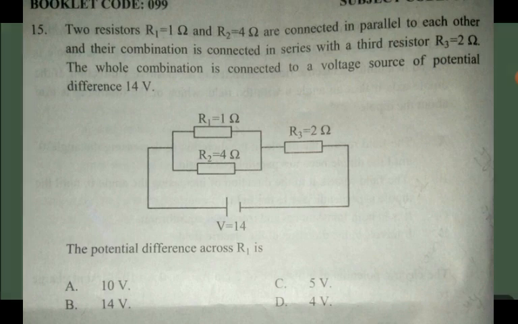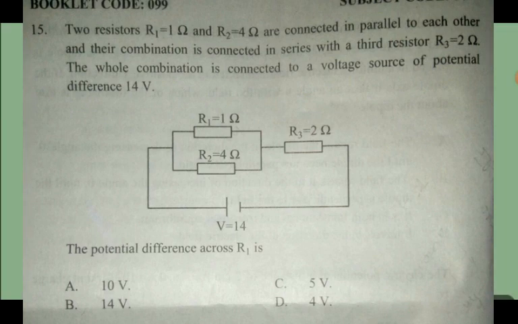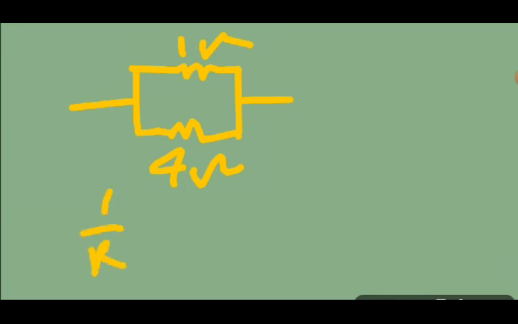Question number 15. Two resistors R1 and R2 are in parallel to each other and their combination is connected in series with a 2 ohm resistor, as shown in the figure. The potential difference across R1 is going to be calculated. So we have 2 resistors. First, let's find the total resistance for the parallel connection. The first one is 1 ohm, and the second one is 4 ohm. They are connected in parallel. So R total is equal to 1 over 1 ohm plus 1 over 4 ohm.